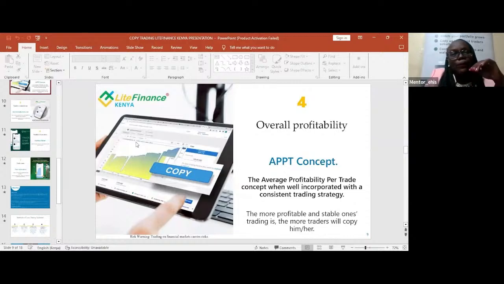Let's say you are settling on a master to copy, and you check on the profitability of that person. When you check on the graph, it has been consistent. That is somebody you may consider to copy. And you would find that person has more people copying their signals simply because he or she has been consistent and has maintained a clear graph in terms of profitability.